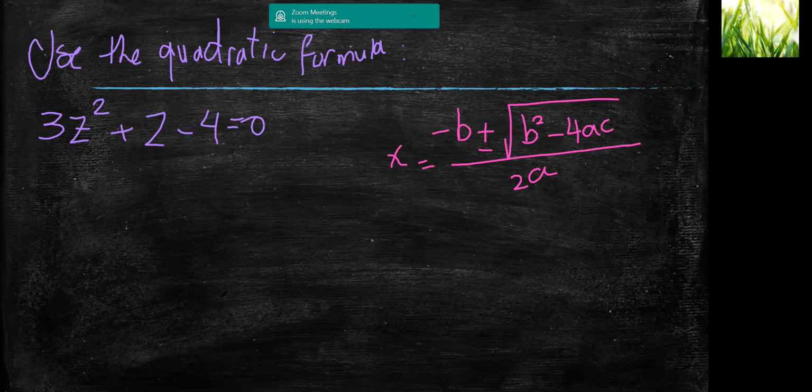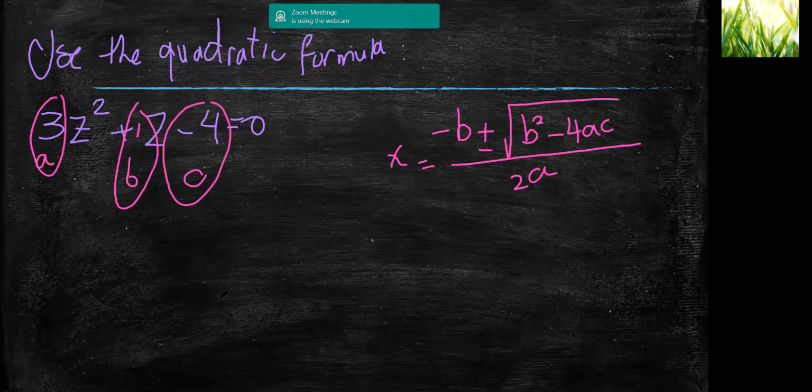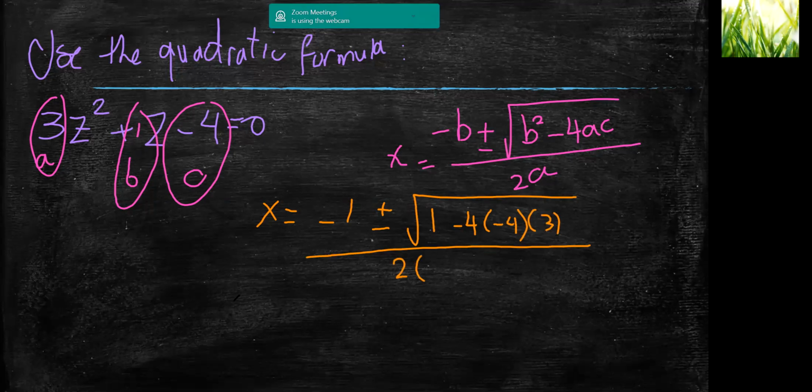So here, this is a, which is 3, this is b, which is 1, and this is c, which is negative 4. Let's now replace it here. So we have x equals negative b, which is negative 1, plus or minus the square root of b squared, which is 1, minus 4 times a, which is 3, times c, which is negative 4, over 2 times 3.